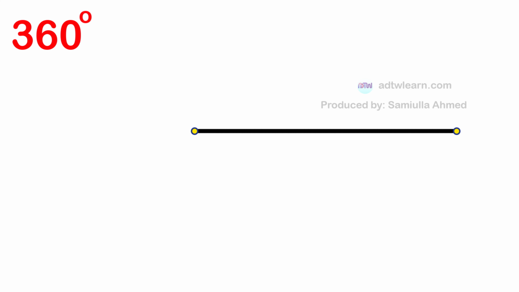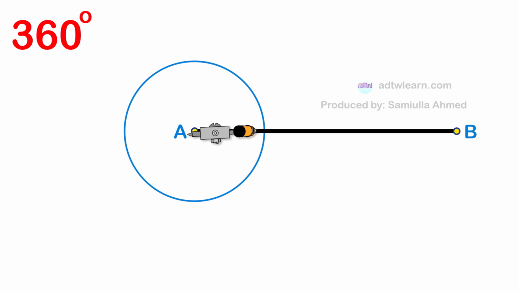Label the endpoints as A and B. After this, adjust the compass to a suitable length. And using this point A as a center, draw a circle as shown. Next, without changing the length of the compass and using this point as a center, cut the arcs as shown.